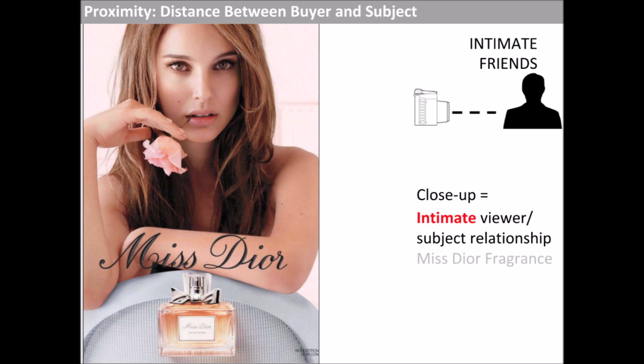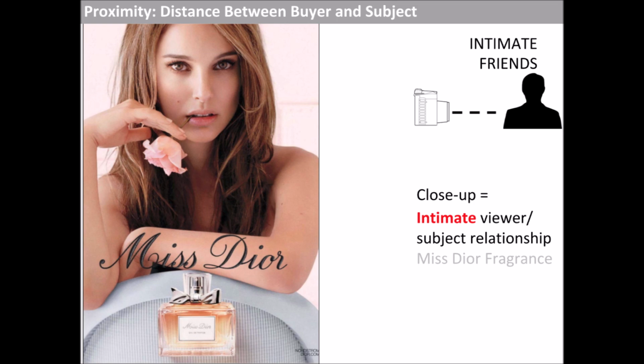Consider these examples. In this Miss Dior perfume ad, the seller has intentionally chosen a camera close-up. The seller wants the buyer to feel intensely engaged with the subjects. The first and most prominent subject is a beautiful actress named Natalie Portman, but the second subject is the bottle of perfume, the product itself.